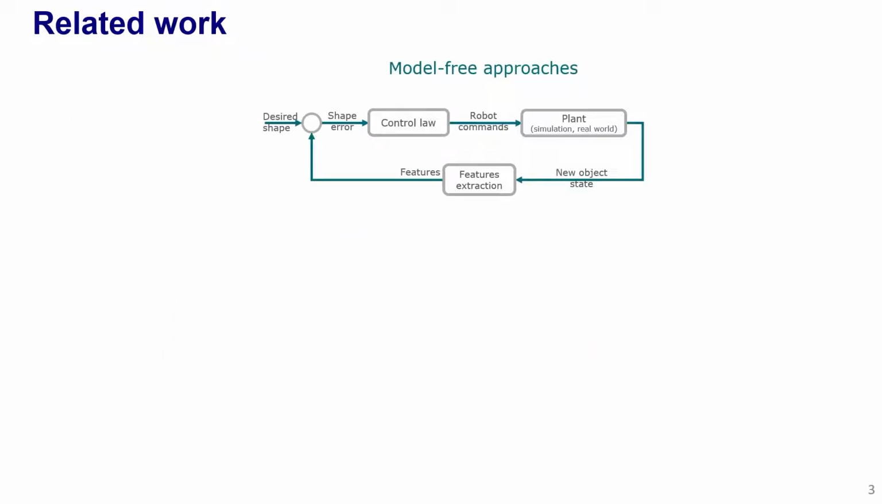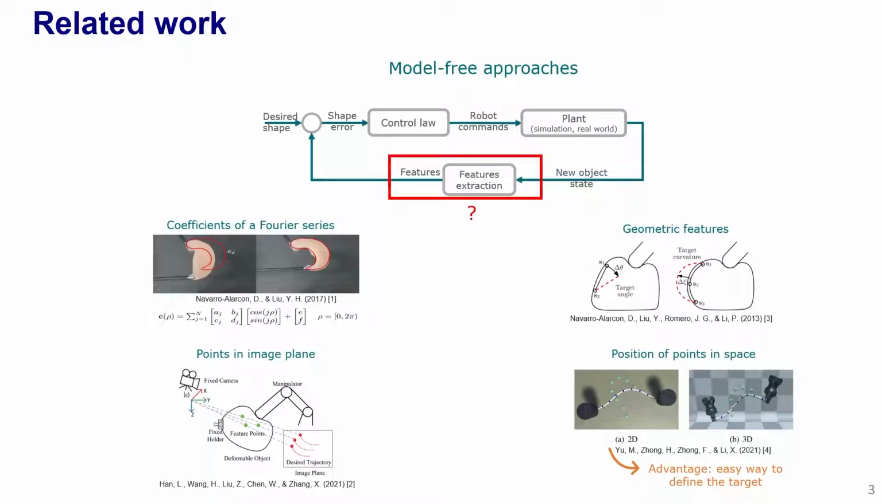In the literature, there are model-based and model-free approaches. Model-free ones operate in closed loop. The desired shape is given as input and is compared to the current shape of the object. With this, we obtain a shape error that a control law transforms into robot commands. Once these commands are executed, we obtain a new shape of the object from which we extract features of interest to close the loop.